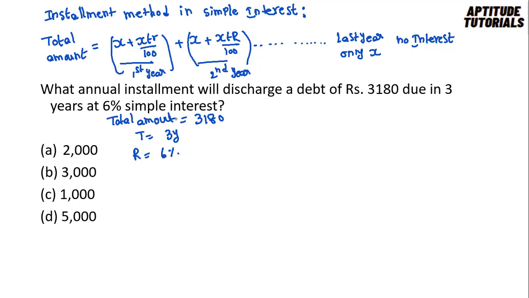And they're asking how much amount we'll be paying for every year to complete this debt in 3 years with the rate of 6% per annum, and the total amount is 3180. Now look at the formula that we have written here. Total amount equal to x plus xtr by 100 for first year, and for second year also x plus xtr by 100, and coming to the last year only x, no interest. Try to understand the formula in detail. Whatever the year they have given, for the last year we will not pay the interest. For the last year we will pay only the installment.